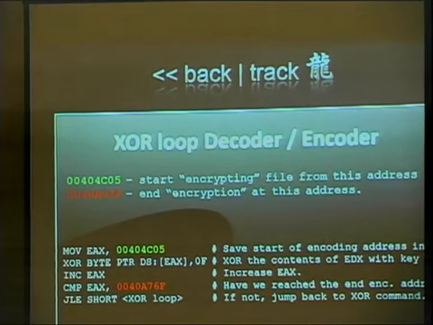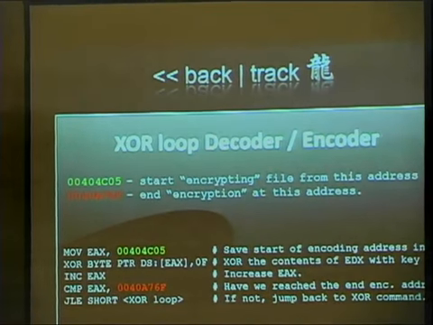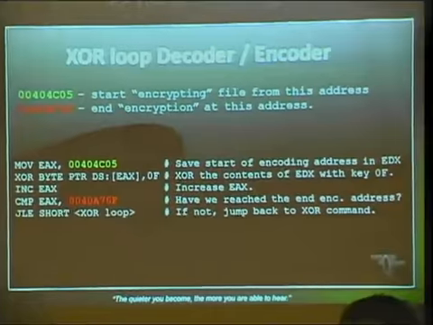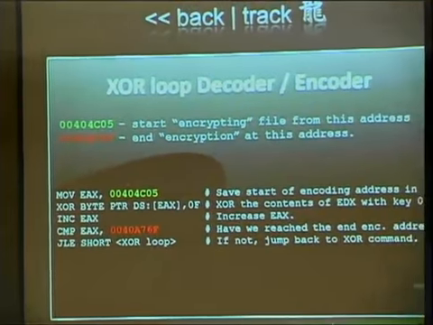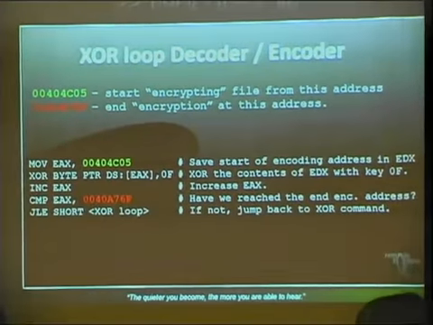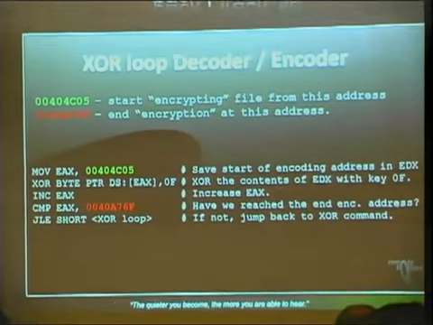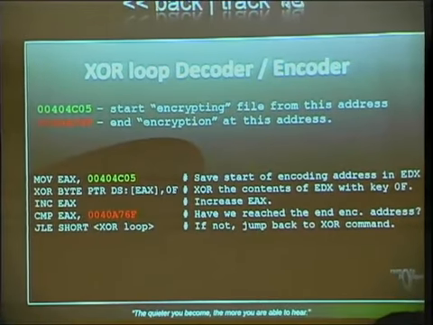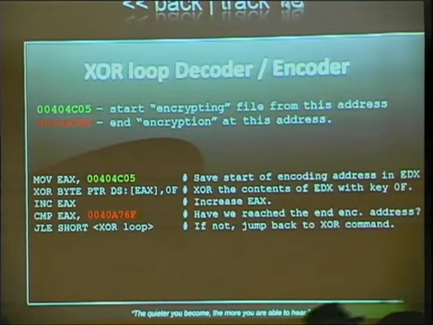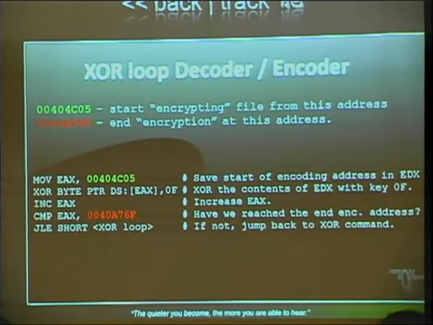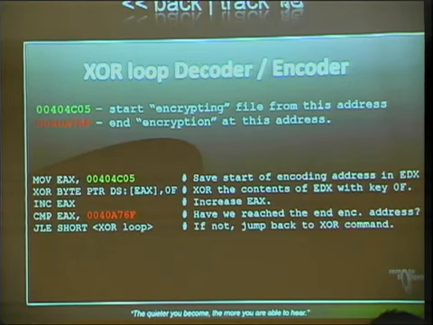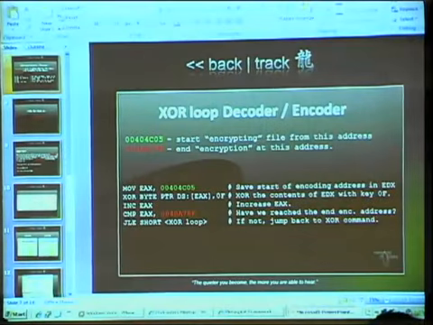If that address has not been reached, then the loop just goes back to the XOR routine, and it continues that way until we actually reach the end of the section that we want to encode and decode. So that's basically the loop. So let's quickly do that. I'll literally copy-paste this information. Perhaps before I do that, I'll just identify what sections I want to encode and decode in the file.